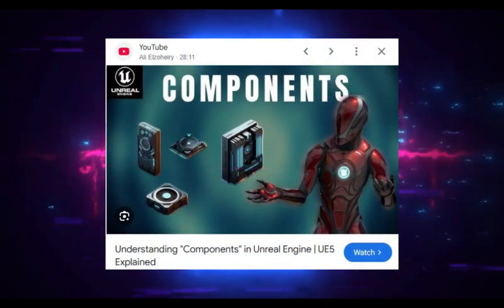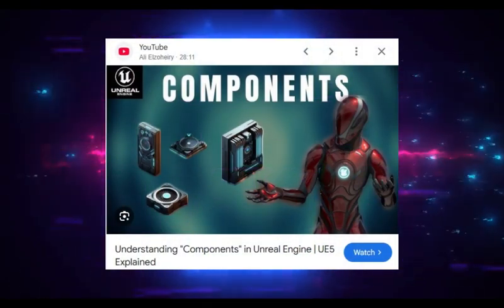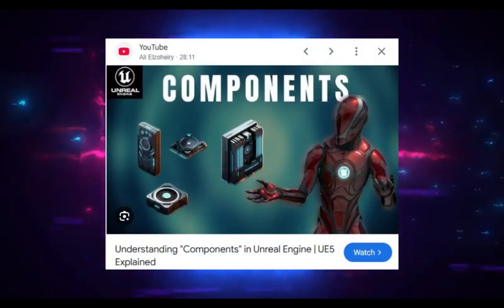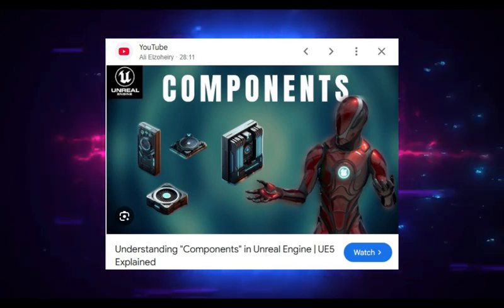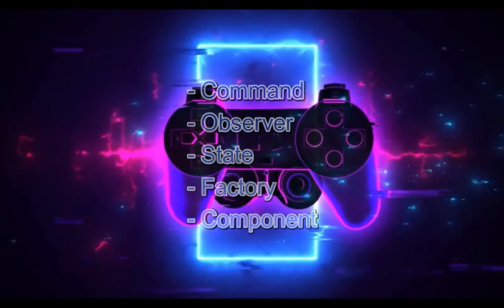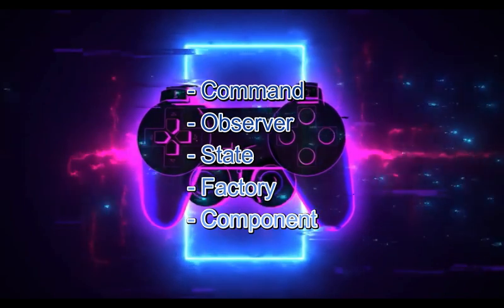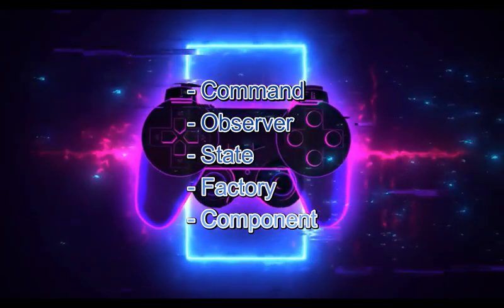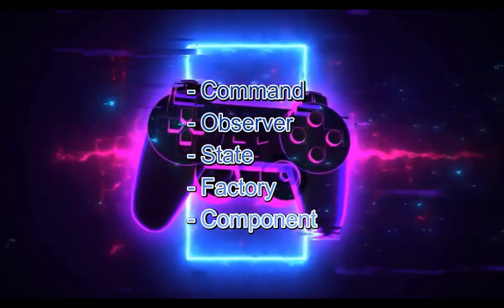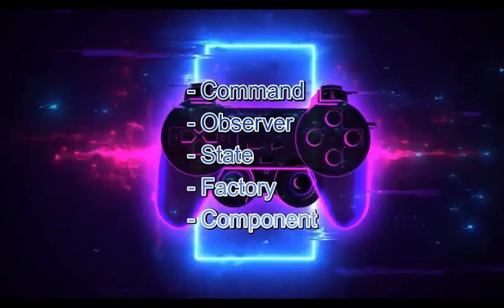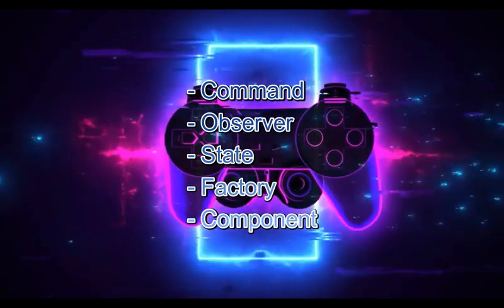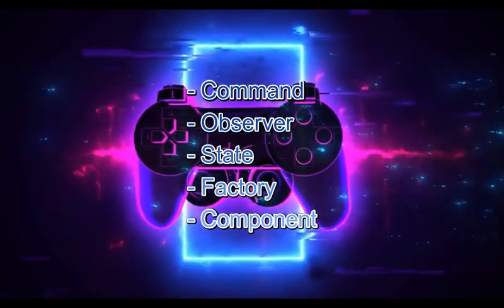This is the foundation of modern game engines like Unity and Unreal, and gives you incredible flexibility to create complex and dynamic game objects. And there you have it. Command, observer, state, factory, and component. 5 powerful patterns that solve common problems in game development, helping us write code that is cleaner, more flexible, and easier to maintain.